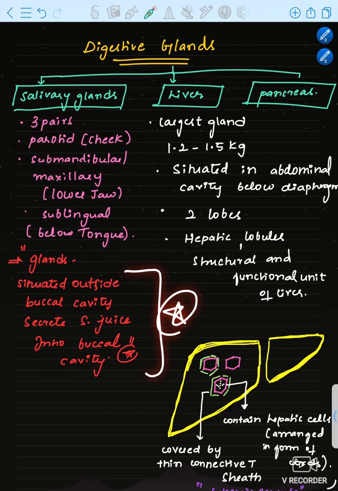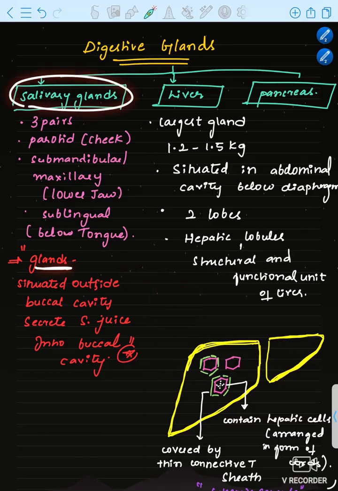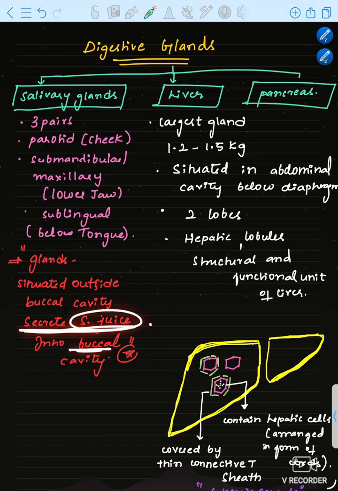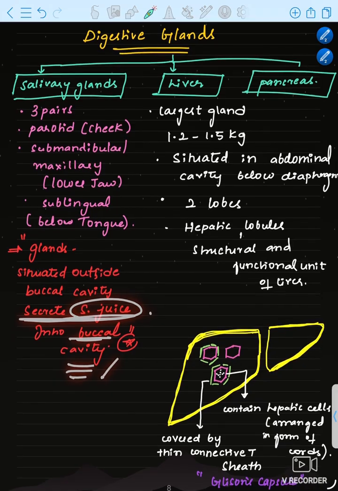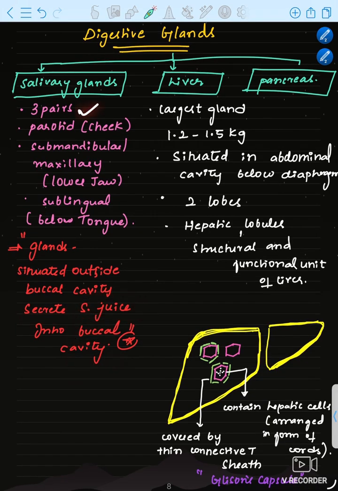Another important thing which you have to remember is these salivary glands are not present inside the buccal cavity. Okay, these are present outside the buccal cavity. See, cheek, below tongue, these are outside the buccal cavity, but the secretions like salivary juice will be secreted into the buccal cavity. We are done with the salivary glands, 3 pairs and their names, and they are present outside the buccal cavity but secrete into the buccal cavity.